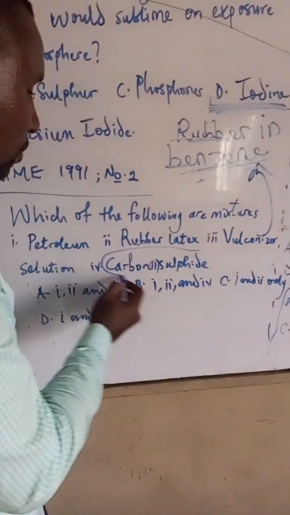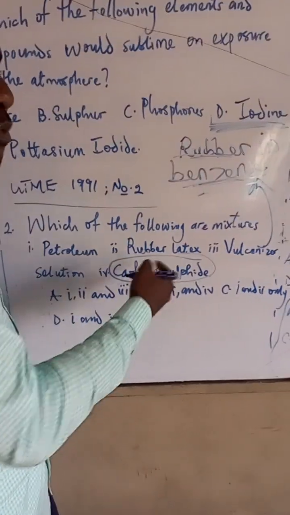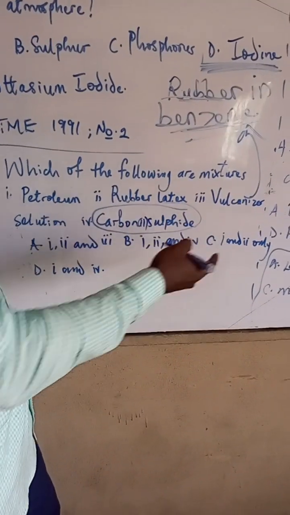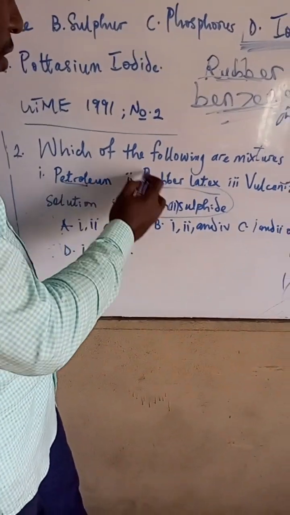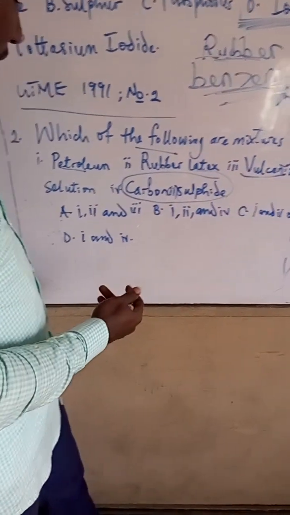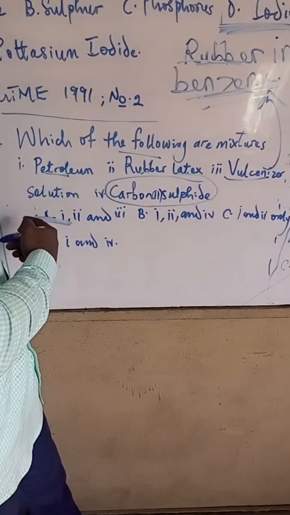But carbon disulfide is an example of a compound. Therefore, the mixtures in this question are Roman figure 1, Roman figure 2, and Roman figure 3. That means the answer is option A.